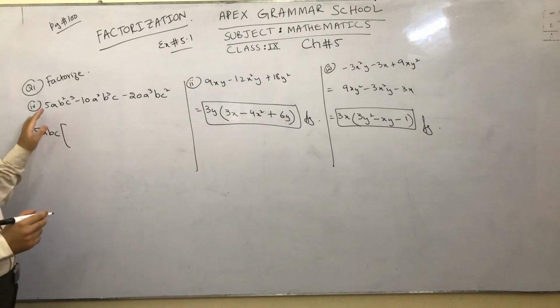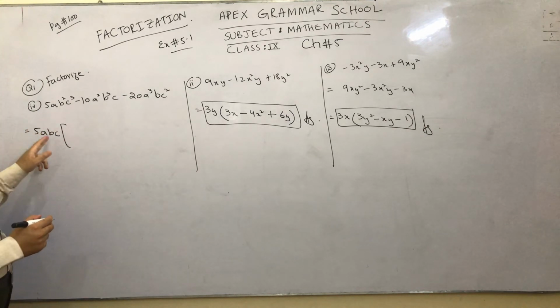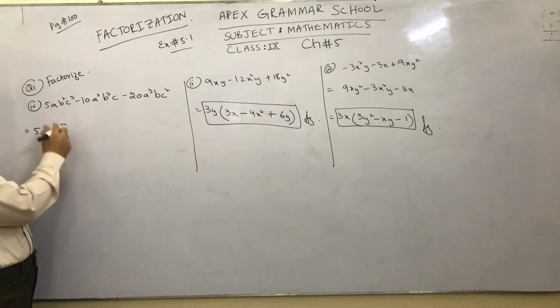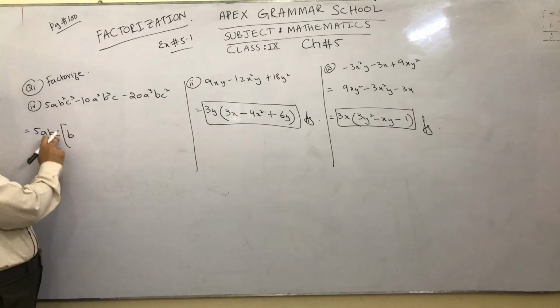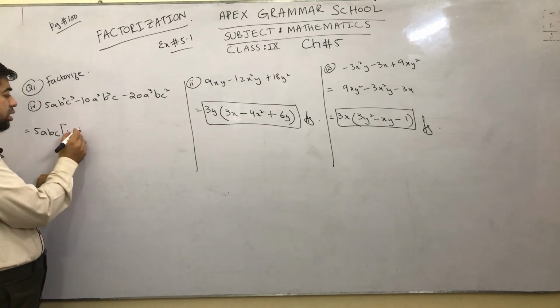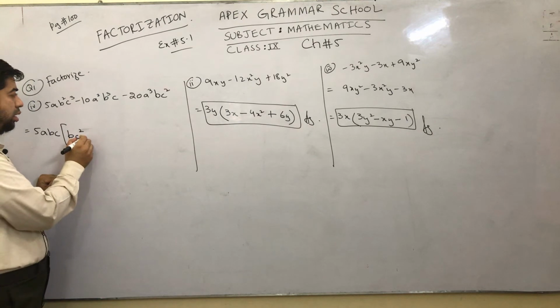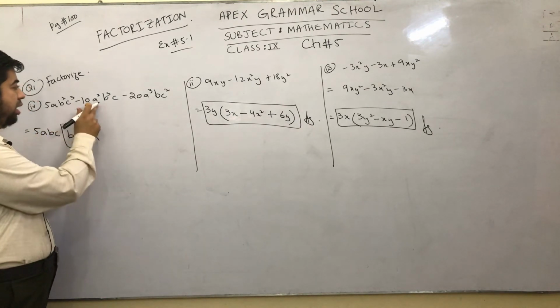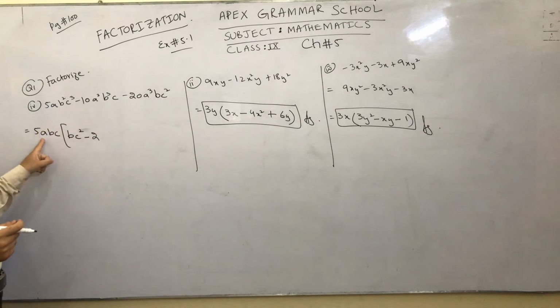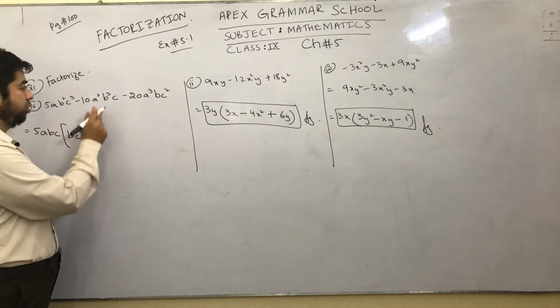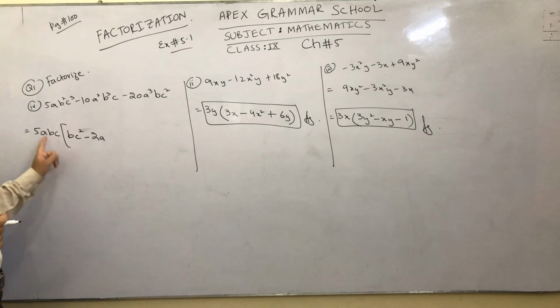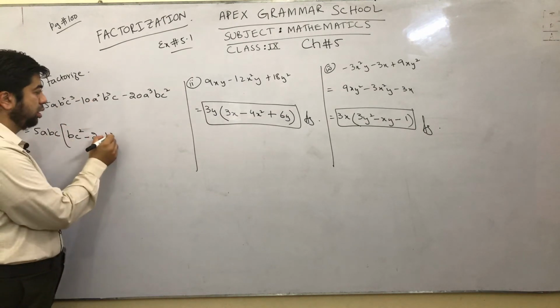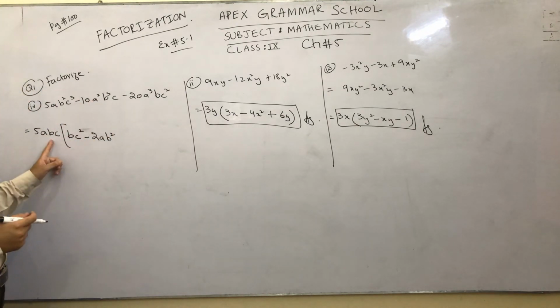you can write it as 5a, 1b is outside here and 1b here, and 1c is outside and c cube for c square left, minus 5 2s are 10, so 2 here. From a square, 1a is outside and 1a is inside. From b cube, 1b is outside here and b square is left. And c is outside here.